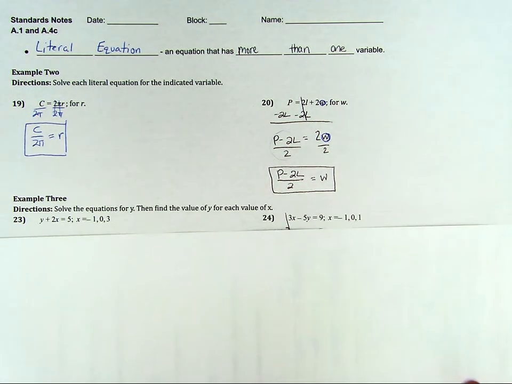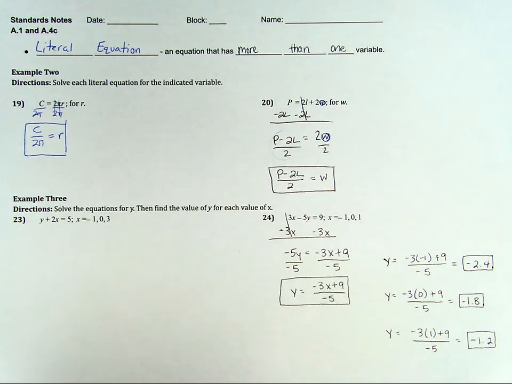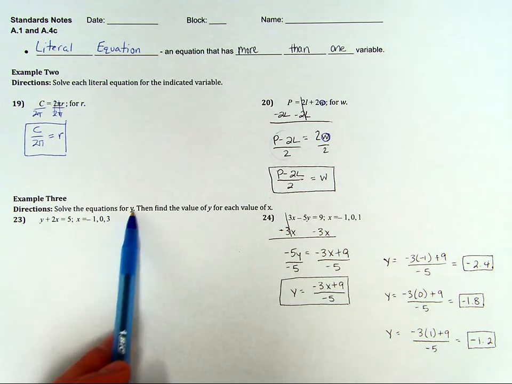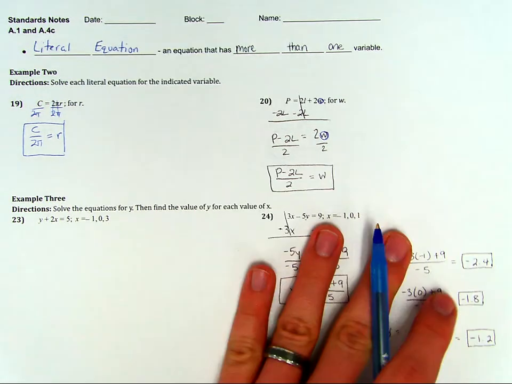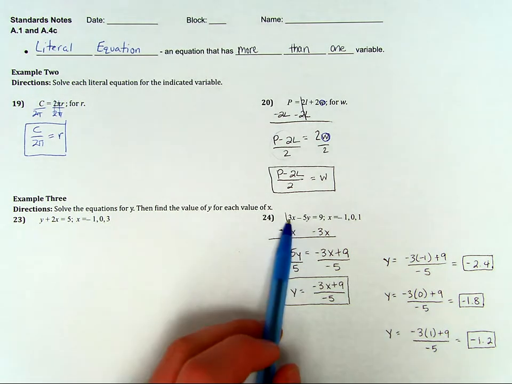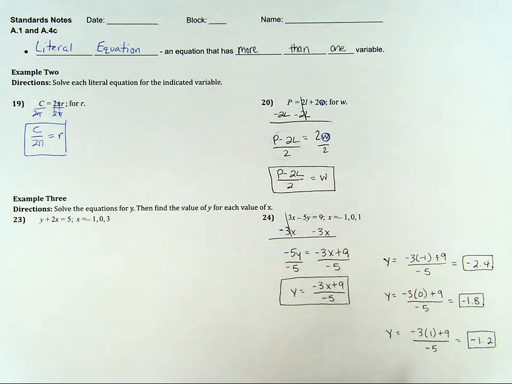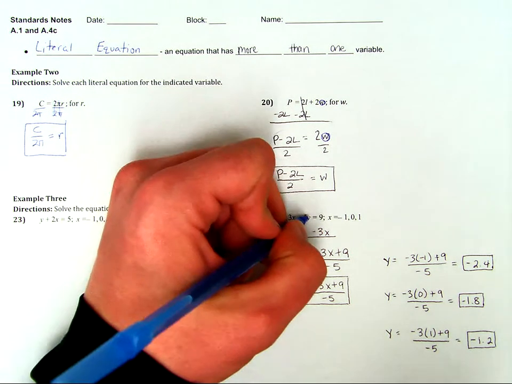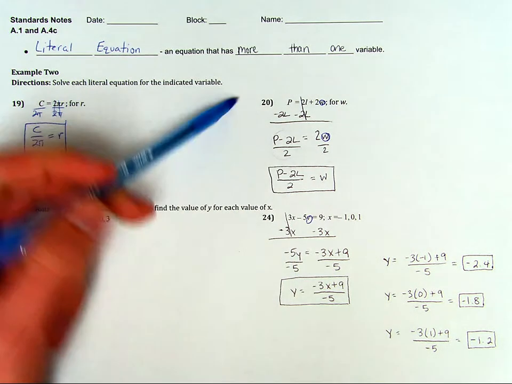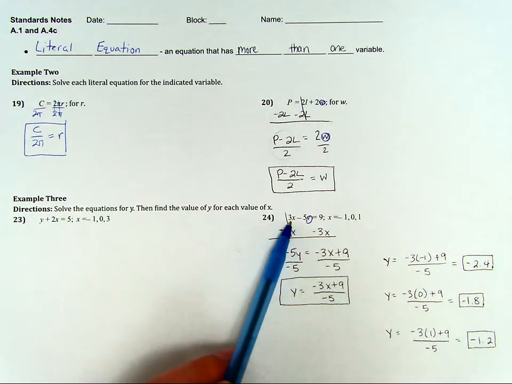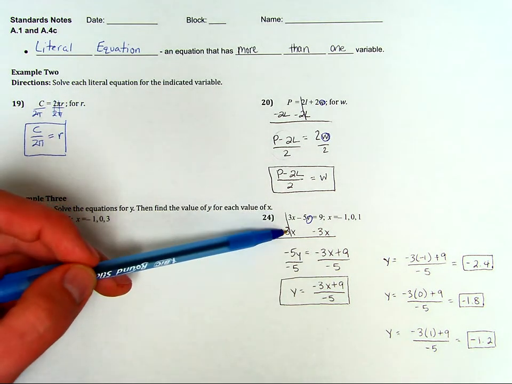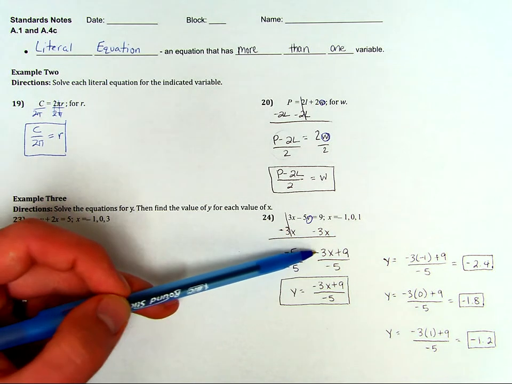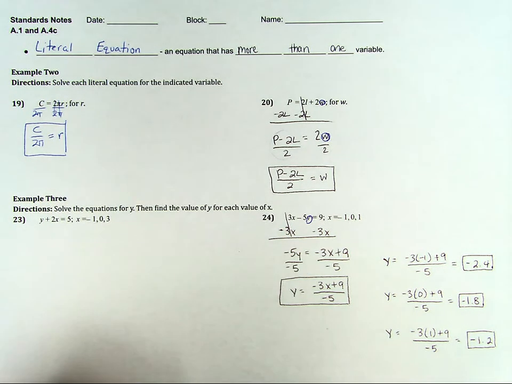All right, example 3, last example. Solve the equations for y, then find the value of y for each value of x. All right, we did 24. We have 3x minus 5y equals 9. In order to solve for y, kind of the same as number 20, we need to get rid of 3x. So opposite of 3x is minus 3x. We're going to subtract that to both sides. Our 3x's cancel. We have negative 5y equals negative 3x plus 9.